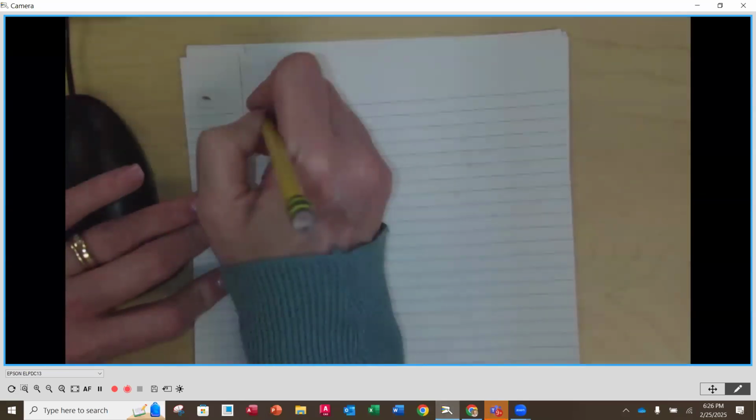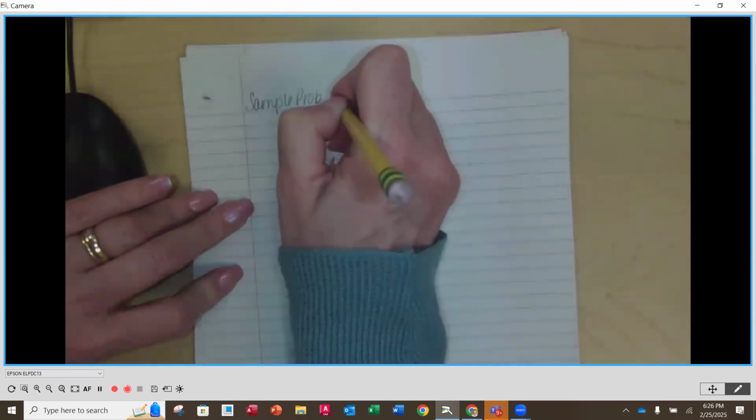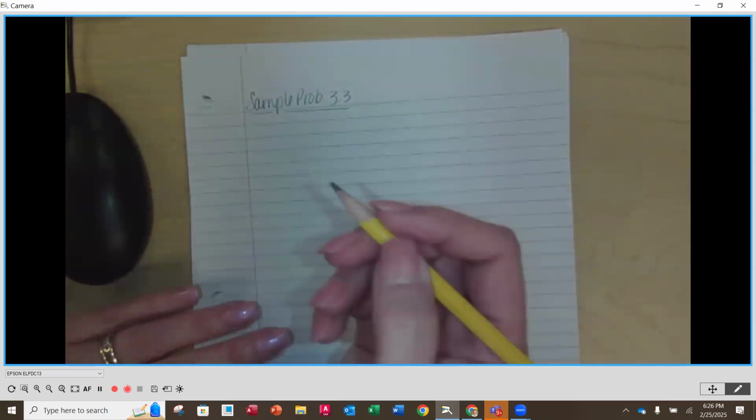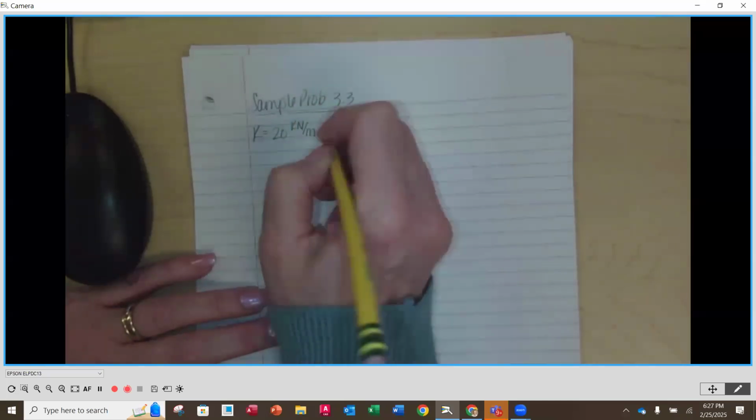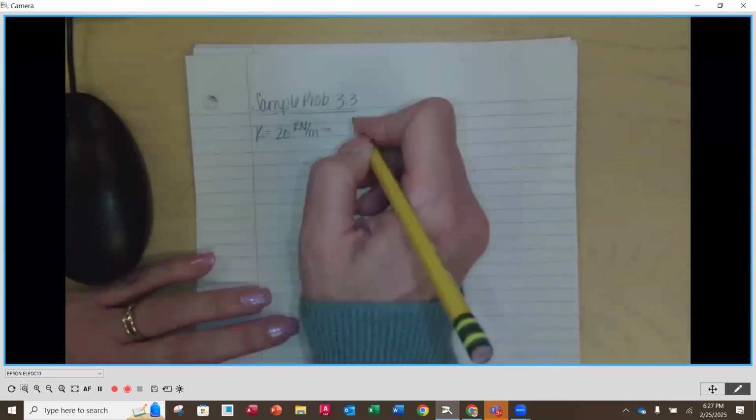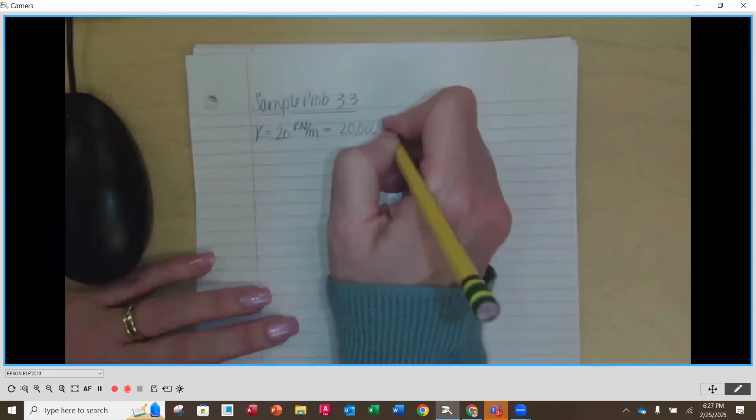Like we normally do. So this is sample problem 3.3. What we know is that the K of this spring is set in the problem at 20 kilonewtons per meter. I'm going to say that is equal to, and the number we're going to use in our problem is going to be in newtons per meter, so we have to multiply that by 1,000. So that's going to be 20,000 newtons per meter, because those are the units that we need to use for K in the problem itself.